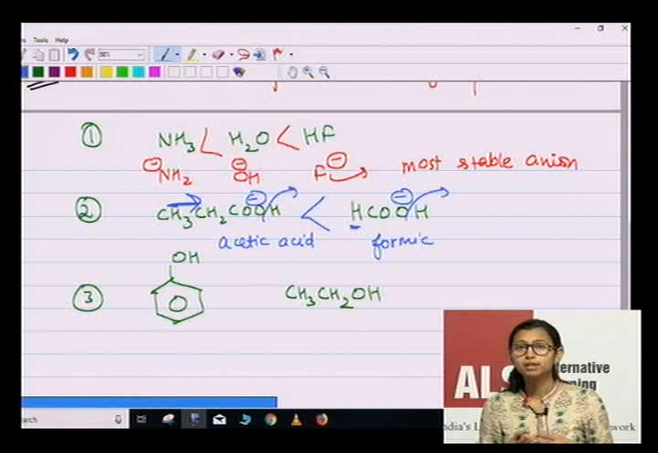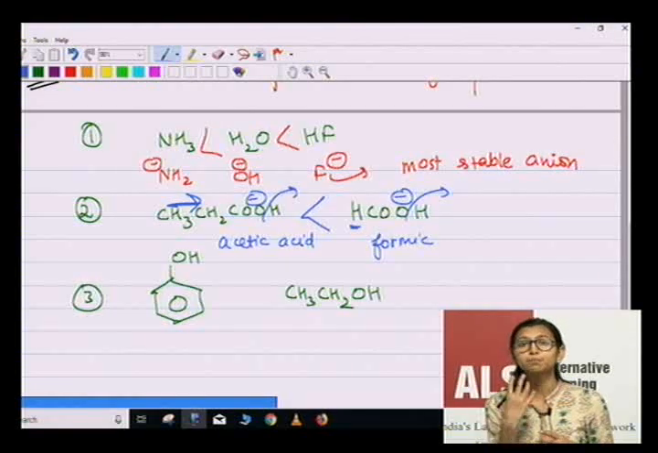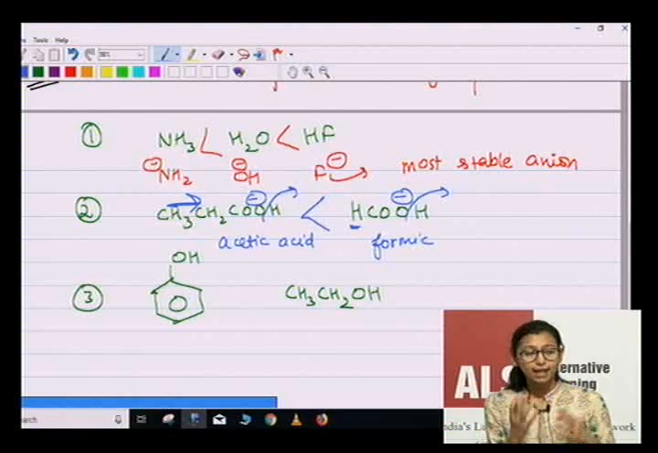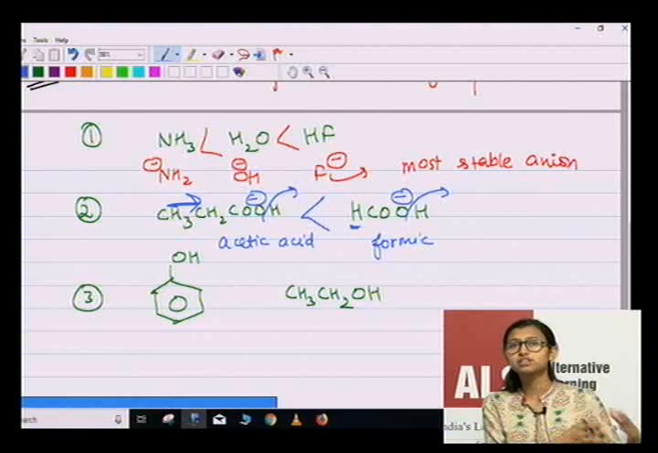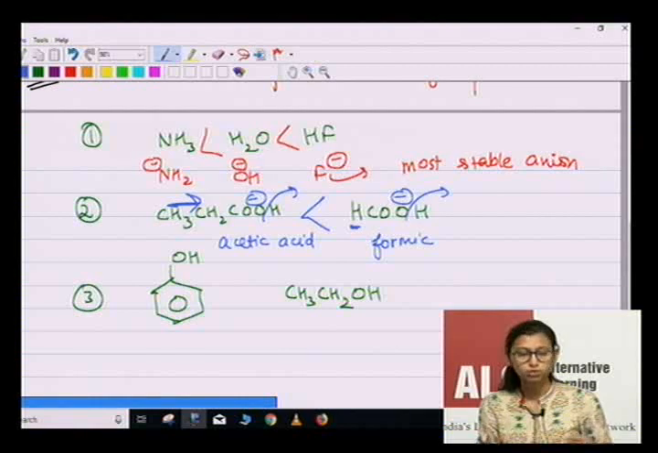Now I hope you are able to see that it is very, very important to remember the nature of any particular group, whether any group is an electron releasing group or an electron withdrawing group. And all those things we have discussed in the previous classes. So it's now your duty to look at those videos and get to know about them.